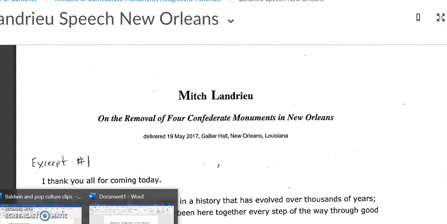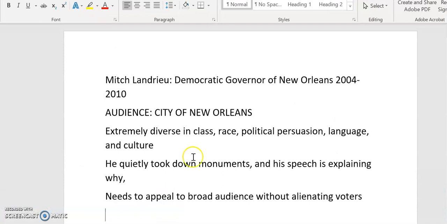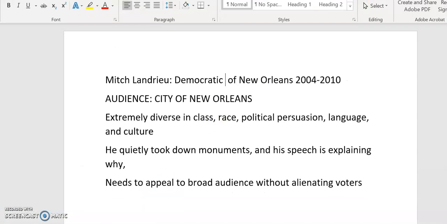Let me show you this. And I have made a bit of a mistake. He was not the governor of New Orleans. That's not how that works. People should proofread. He was the mayor of New Orleans.